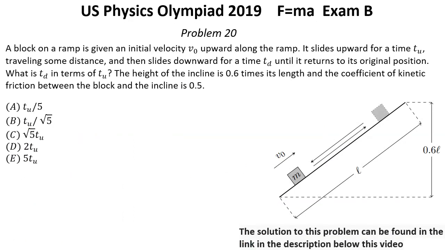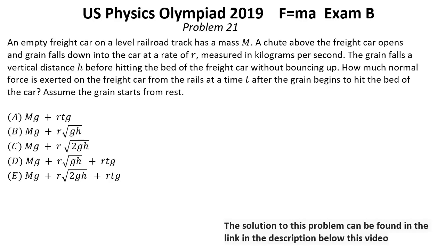Problem number 20. A block on a ramp is given an initial velocity v0 upward along the ramp. It slides upward for a time tu, traveling some distance, and then slides down for a time td, until it returns to its original position. What is td in terms of tu? The height of the incline is 0.6 times its length, and the coefficient of kinetic friction between the block and the incline is 0.5.